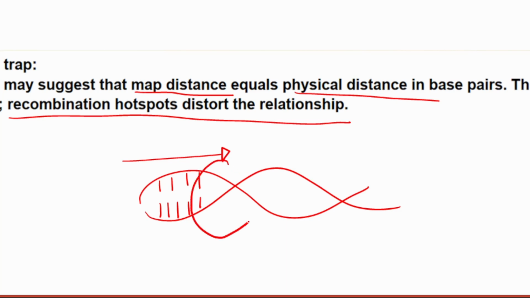Let's say this is a hotspot, and in this space there will be higher frequency of crossing over. There are some other regions where it happens very rarely. Let's say this is the region. Because of these uneven regions, two gene pairs with the same physical DNA length between them can show very different recombination frequency. And by this, we understand the last sentence.